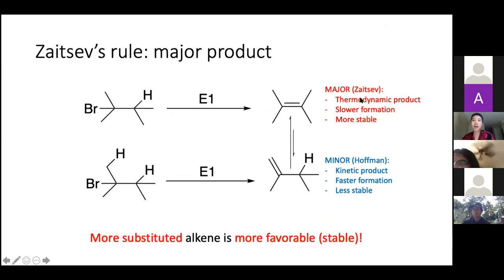So there's more to Zaitsev's rule. The major product, which we also call the Zaitsev product, is a thermodynamic product, which means that it is the more stable product. The formation of the thermodynamic product is generally slower and the product is more stable. Whereas the minor product, we call it a Hofmann product, is the kinetic product. That means that the formation of the product is generally faster. However, the product will be less stable. The minor and major products are always in equilibrium.